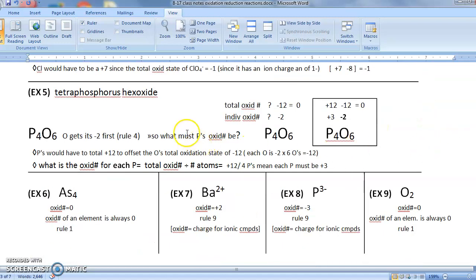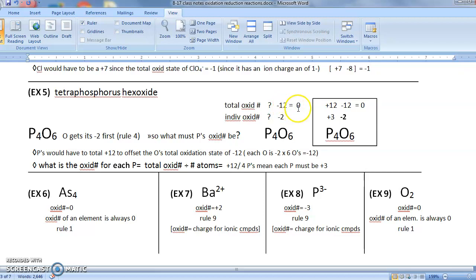Our next compound, P4O6, is tetraphosphorus hexoxide. How do we assign numbers here? Well, we have phosphorus and oxygen. Who do we assign first? We assign it to the more electronegative element first. Oxygen's a 3.5, phosphorus is only a 2.1, so oxygen gets its -2. So over here, we're going to go ahead and give oxygen its -2. We have 6 oxygens at -2, so the total is -12.